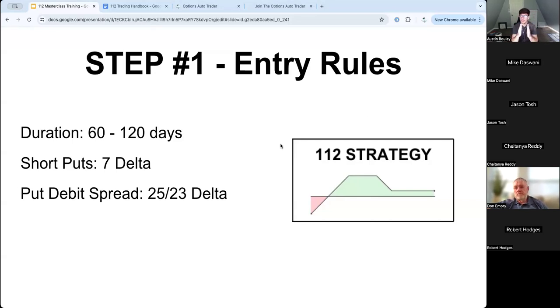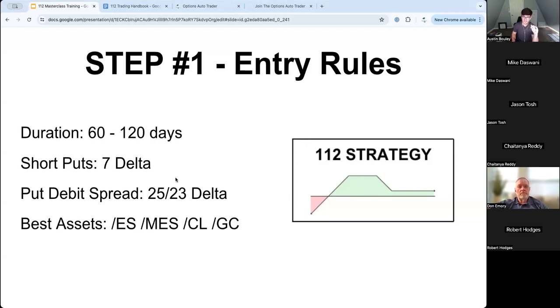Now, the wider your put debit spread, the distance between the strikes of the two deltas, the more downside protection it will give you, but it'll also make it so that you don't make as high of a profit, because in the options world, everything is balanced. Either you get more downside protection and less profit, or less downside protection and more profit. So you kind of have to judge. But what I found a great starter level, and one that I always trade, is this: you sell two 7 delta puts, and then you do a 25-23 delta put debit spread.